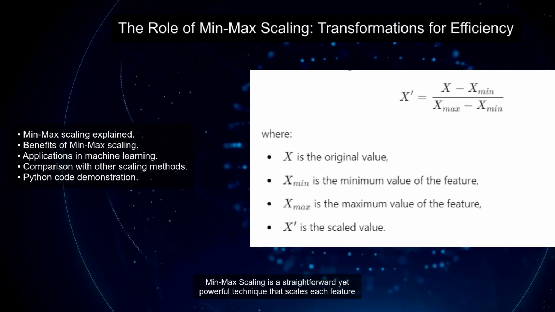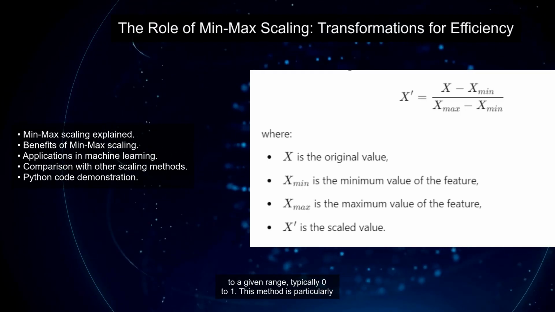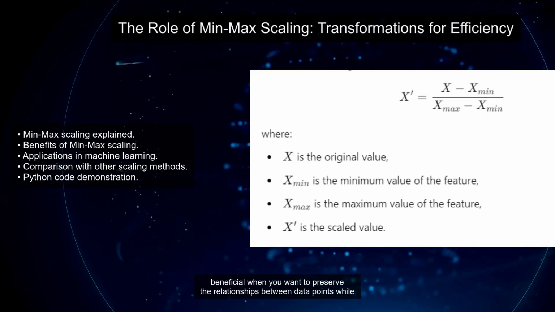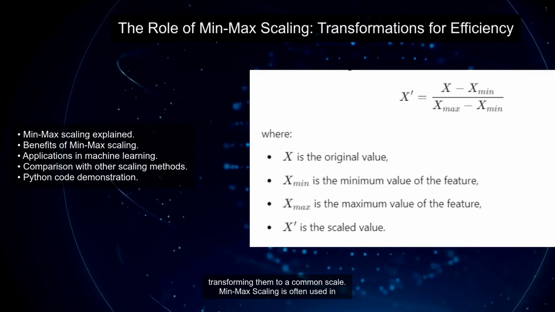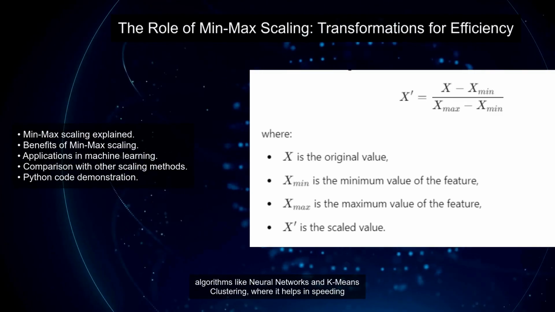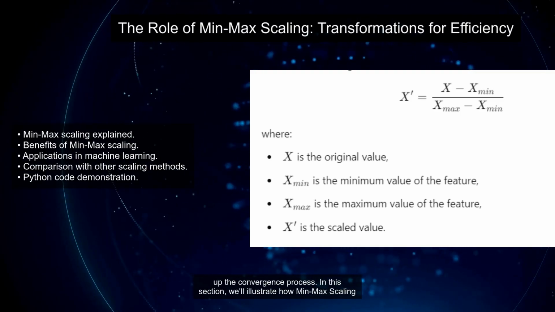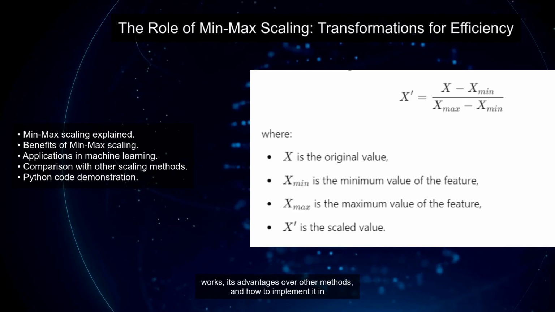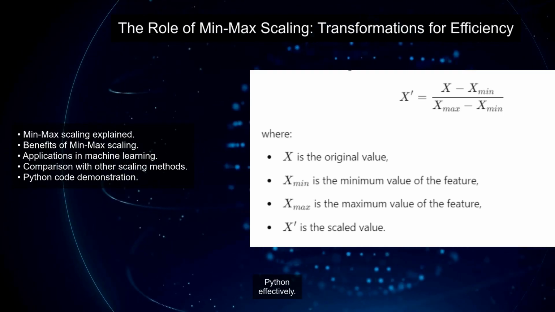Min-max scaling is a straightforward yet powerful technique that scales each feature to a given range, typically 0 to 1. This method is particularly beneficial when you want to preserve the relationships between data points while transforming them to a common scale. Min-max scaling is often used in algorithms like neural networks and k-means clustering, where it helps in speeding up the convergence process. In this section, we'll illustrate how min-max scaling works, its advantages over other methods, and how to implement it in Python effectively.